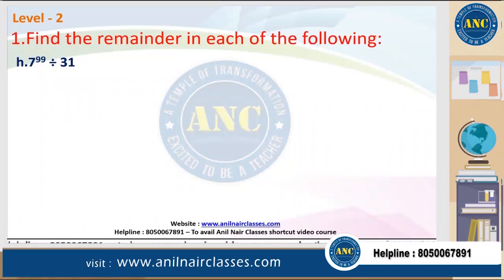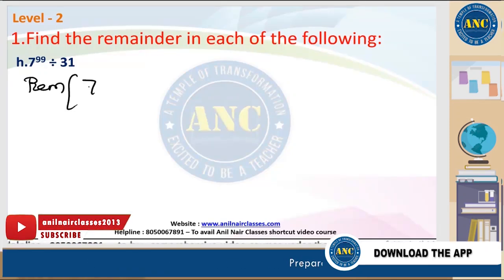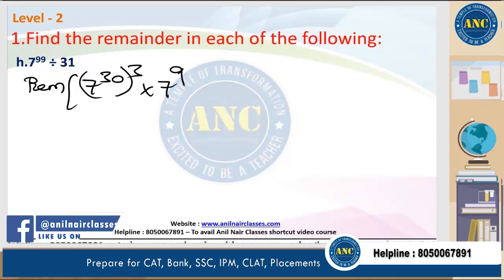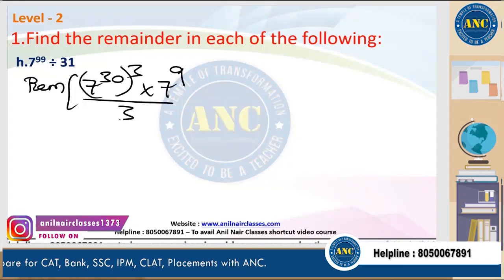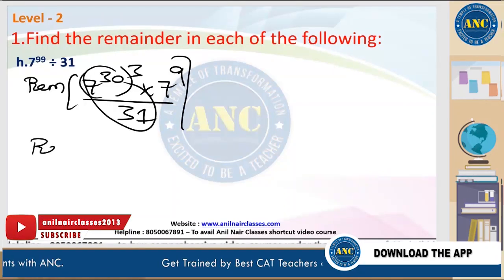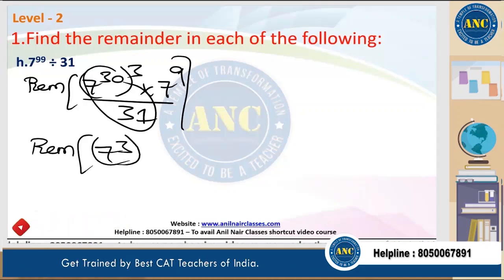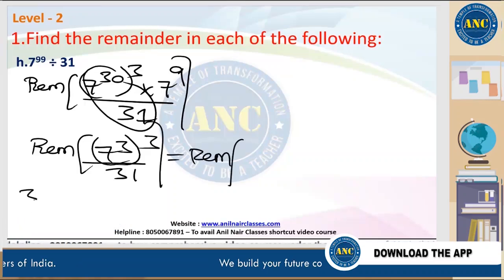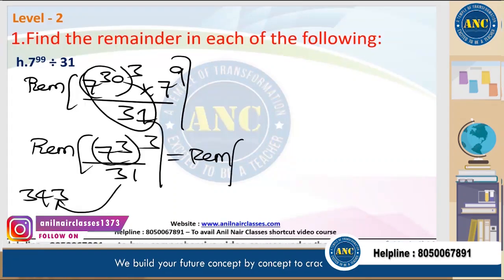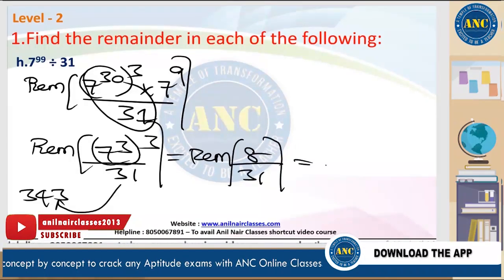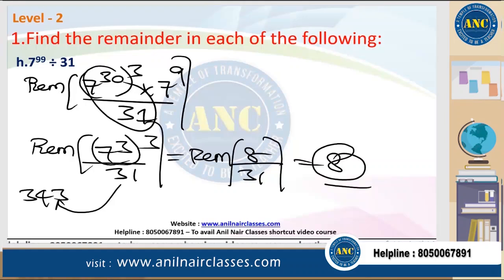Next one, 7 power 99 divided by 31. I am sure you can solve this question. 7 power 99, directly you will write 7 power 30 power 3 into 7 power 9 divided by 31. Are you all with me, sir? So this you can solve. So this is nothing but 7 cube power 3 divided by 31. 7 cube is 343, 31 11s are 341, remainder 2. 2 cube, 8 divided by 31, answer is 8. Are you all with me, sir?